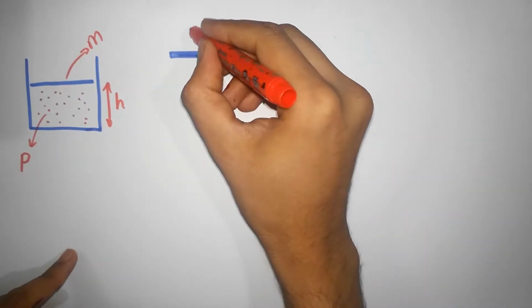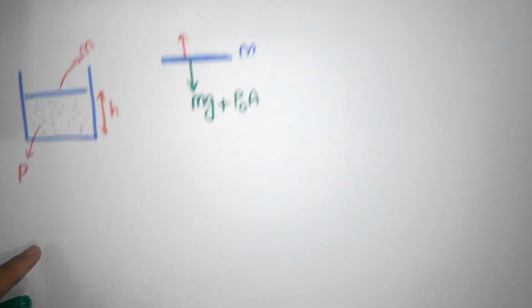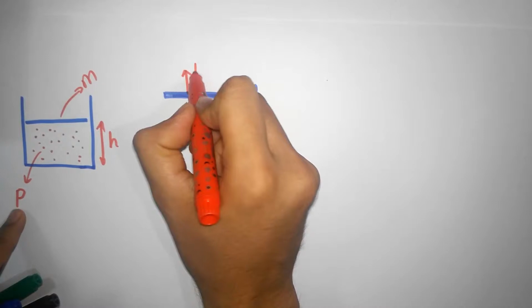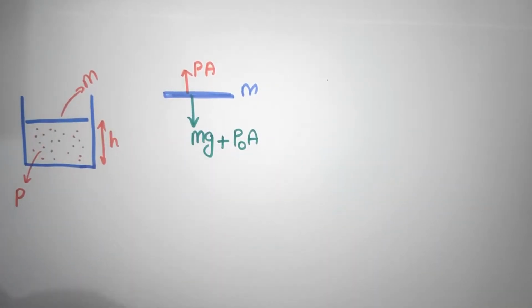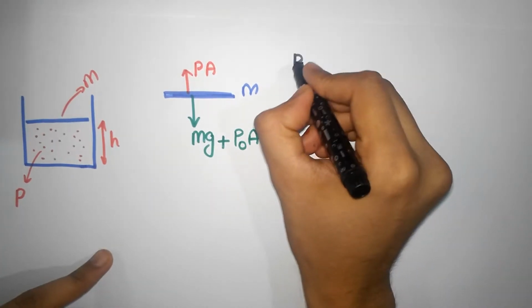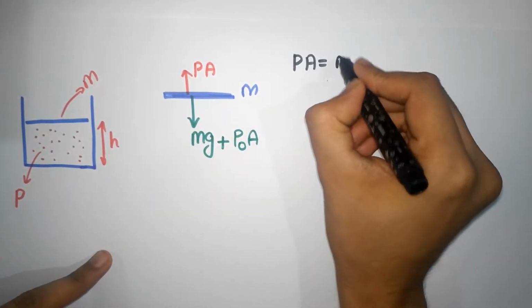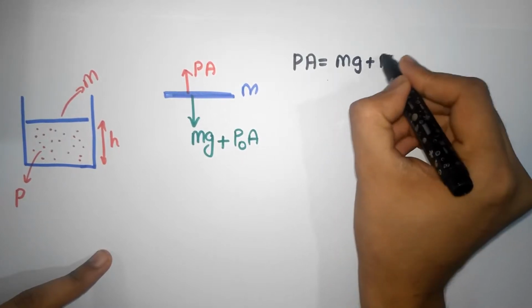These two forces are pushing it down, and since the piston is in equilibrium, there must be a force upwards. That force is put by the gas, and the gas must put a force of pressure times the area. That's the current pressure, that's the current area. Since this is in equilibrium, these two must cancel each other out. So PA, we know right now, is mg plus P naught A.